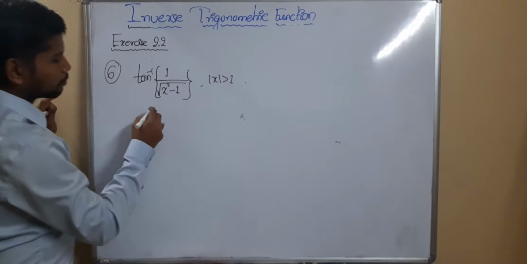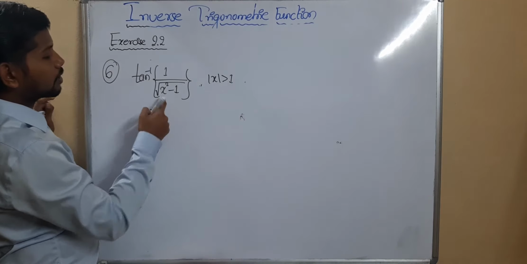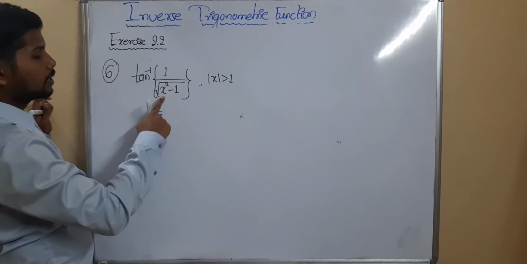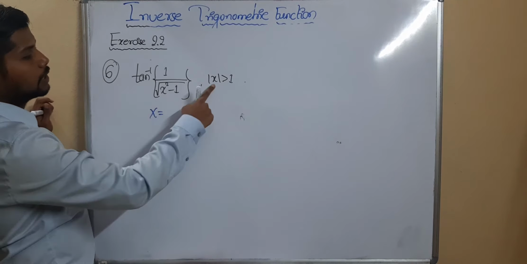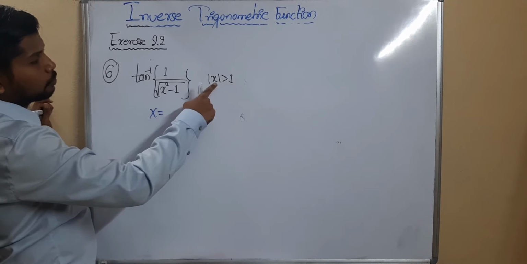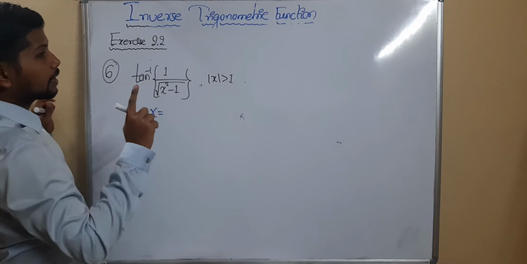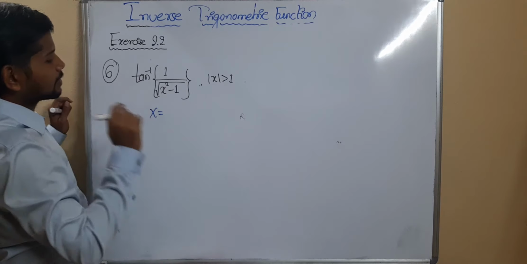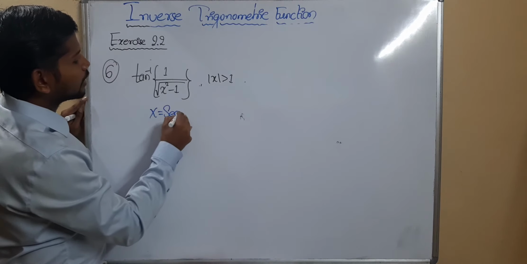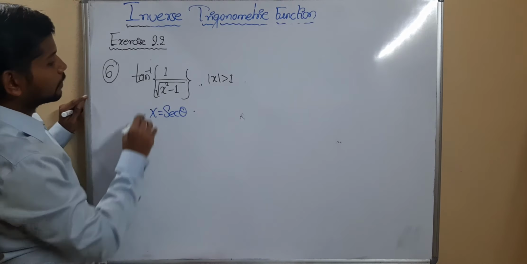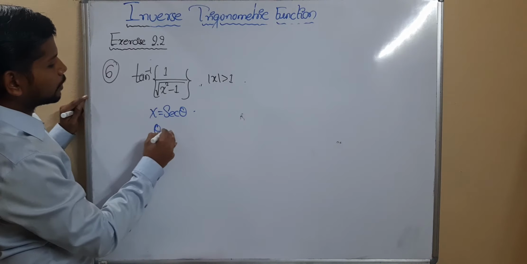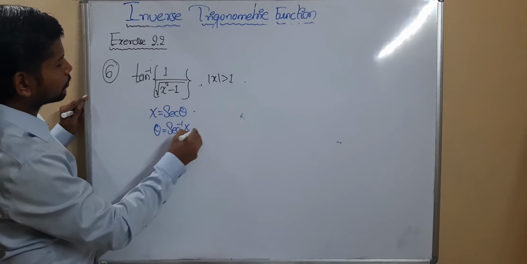Again we need to write the simplest form. Now I need to understand for what substitution of x we'll get the simplified value. See, x is greater than 1, the domain is greater than 1, which means I need to think about a cosecant or secant. That's why I'd like to substitute x = secant theta, so theta will be secant inverse of x.